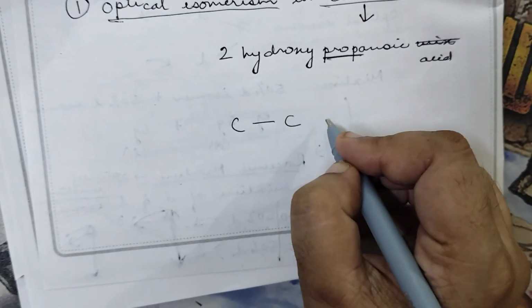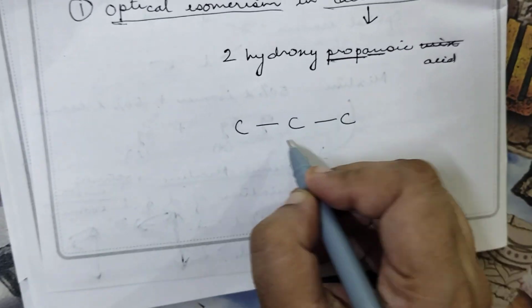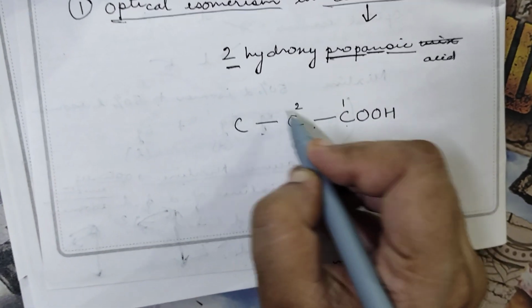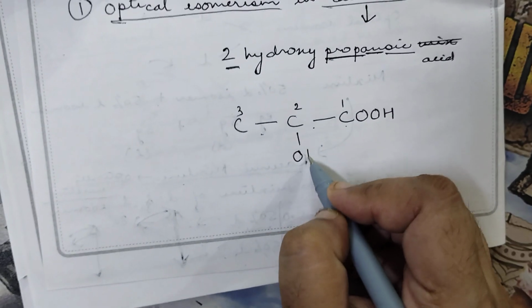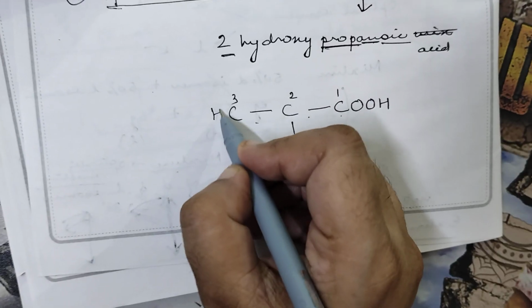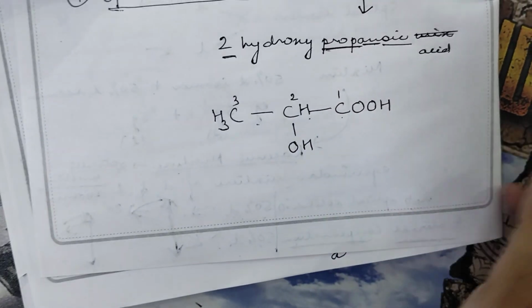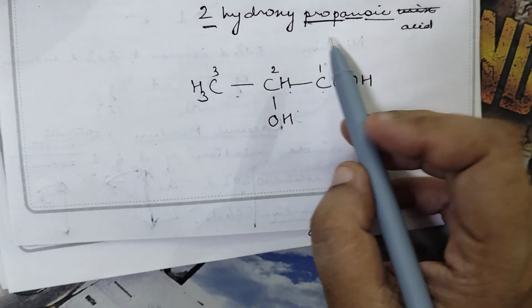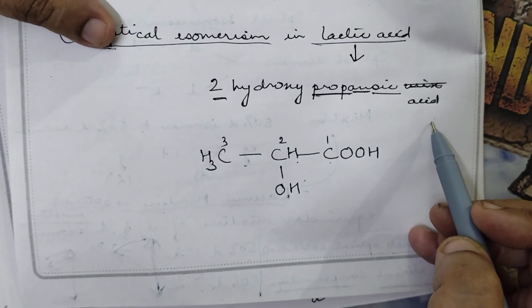Propanoic acid. Prop means a 3-carbon chain. Ane means all the bonds are single. Oic acid means one carbon will be converted into COOH, and 2-hydroxy means on the second carbon you have hydroxy. So you will satisfy the rest of the carbon by the required number of hydrogen. Now you can see this is the structure of lactic acid, which is called 2-hydroxy propanoic acid.